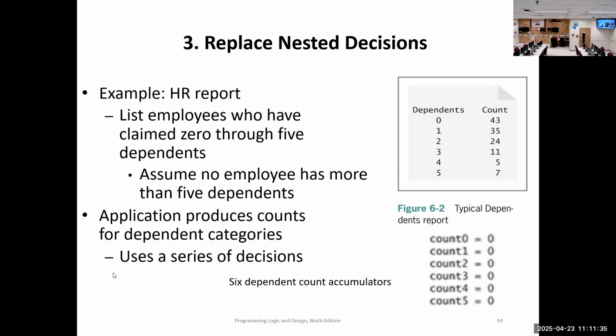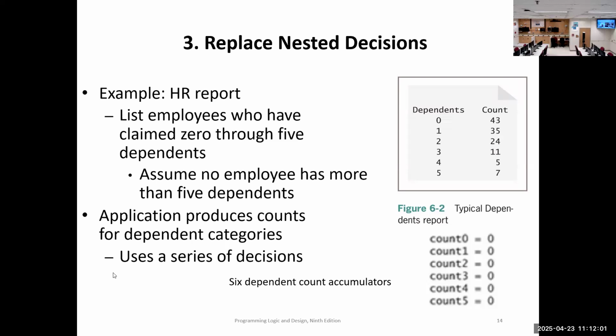So it can be 0, it can be 1, it can be 2, it can be 3, it can be 4, it can be 5. Okay. Let me focus here, right? Now for the HR report here, right? You want to list employees who claim 0 to 5 dependents here. Right? So you want to make our report. You want to print out the report here.